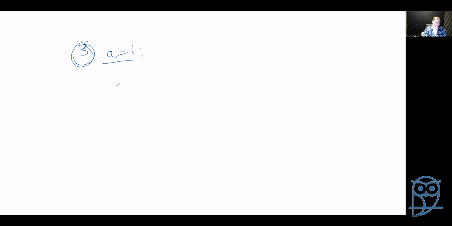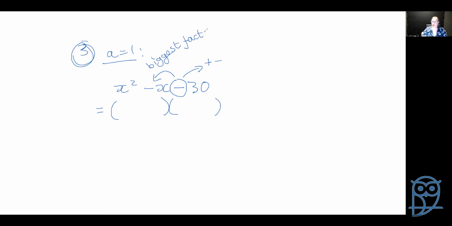So we've got x squared minus x minus 30. This is a minus. So that tells us that we are going to have a plus and a minus in our brackets over here. Okay, and now we can look at this one. This tells us our biggest factor is going to be a minus. Okay, and because this is a minus, we are going to subtract our factors in order to get to this.